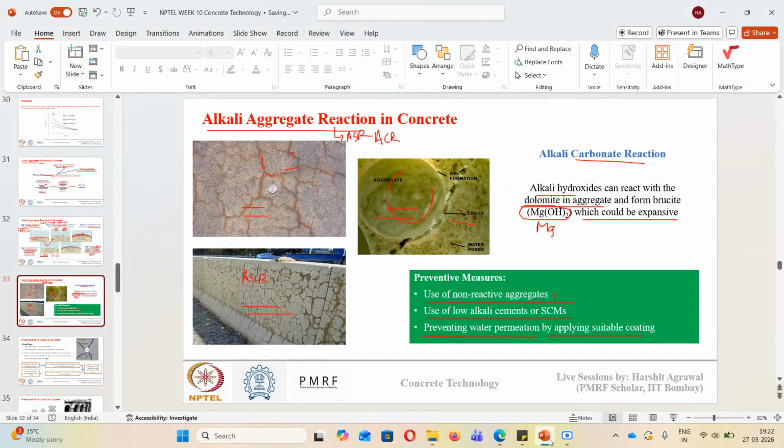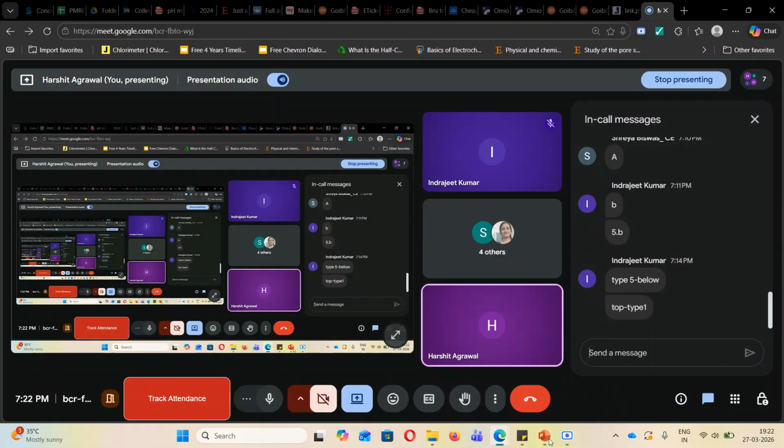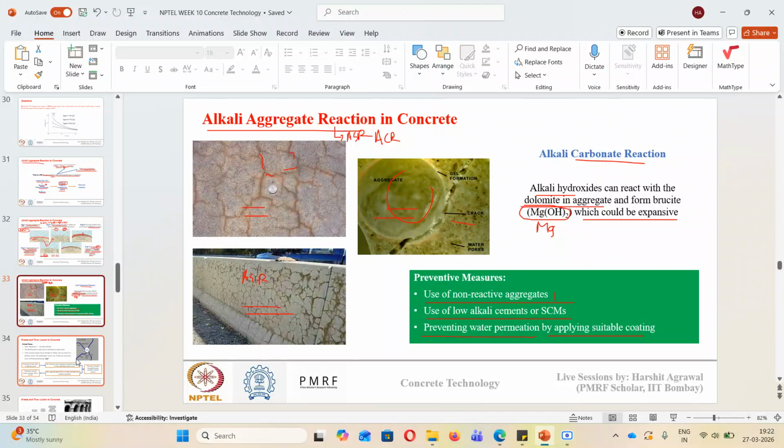Any doubt in this part? If not, we'll continue.